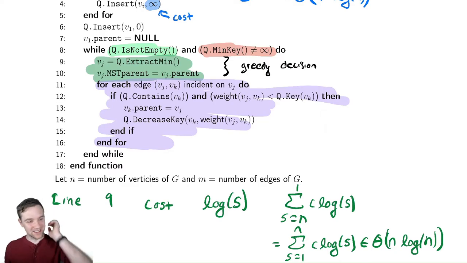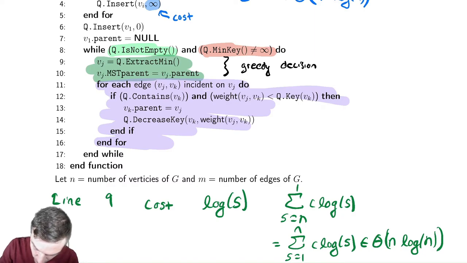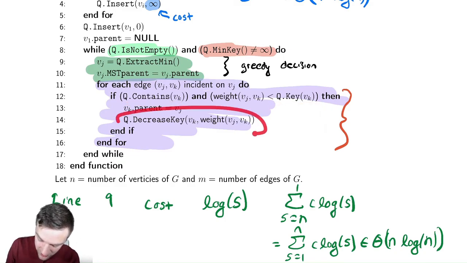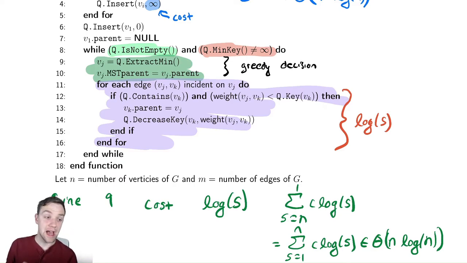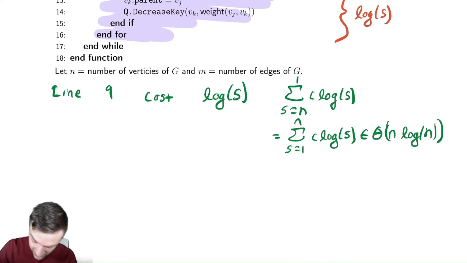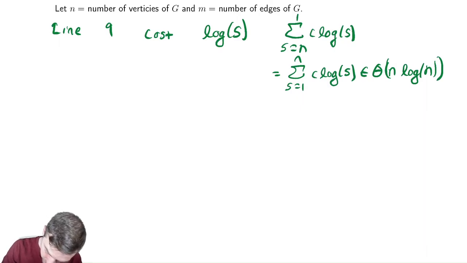The part that looks a bit tricky is here. Let's begin with the body. The body of that loop is going to be calling contains, that's constant time, and key, that's constant time, but it might call decrease key. So this is going to take log of s time in general. And how many times does that run? Well, this is going to run for each edge incident on v sub j. So those are lines 11 through 16.